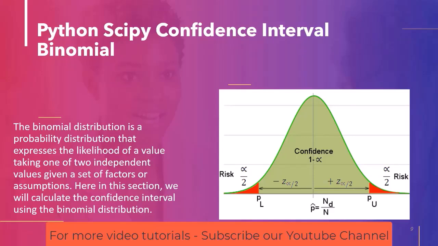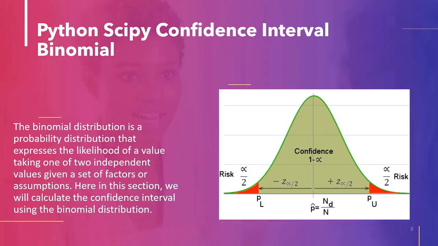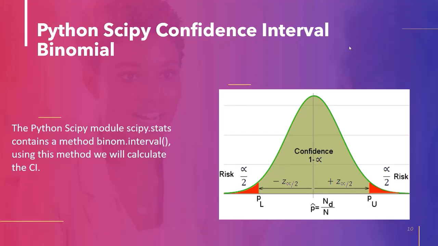Now the last topic of this tutorial is Python SciPy confidence interval binomial. An expression of the likelihood that a value would take one of two independent values under a set of condition or assumption is the binomial distribution. The confidence interval will be computed using the binomial distribution in this section. The Python SciPy module scipy.stats has a method binom.interval. Using this method, we will compute the confidence interval. Let's do some example.